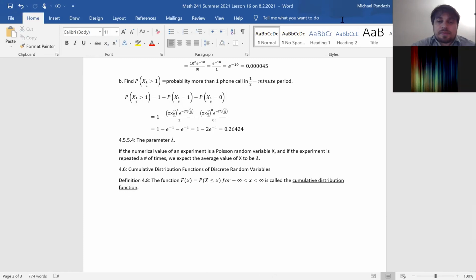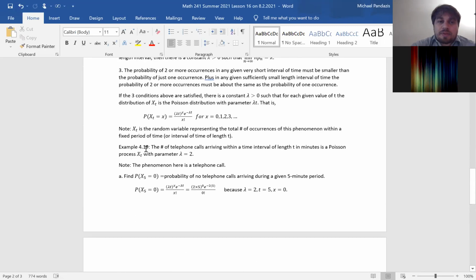Okay, so I have a question. Okay. So, like, can we read the steps on the previous example? You mean example 4.19? Yeah. You want me to go over it again?